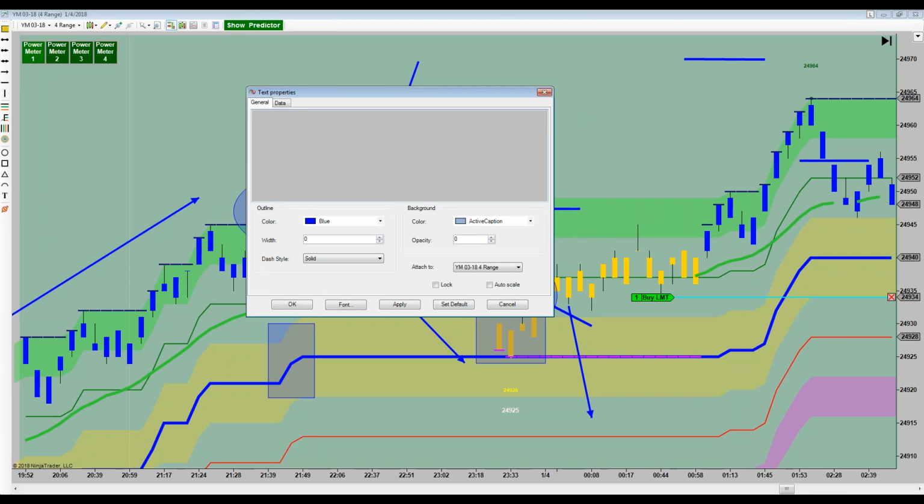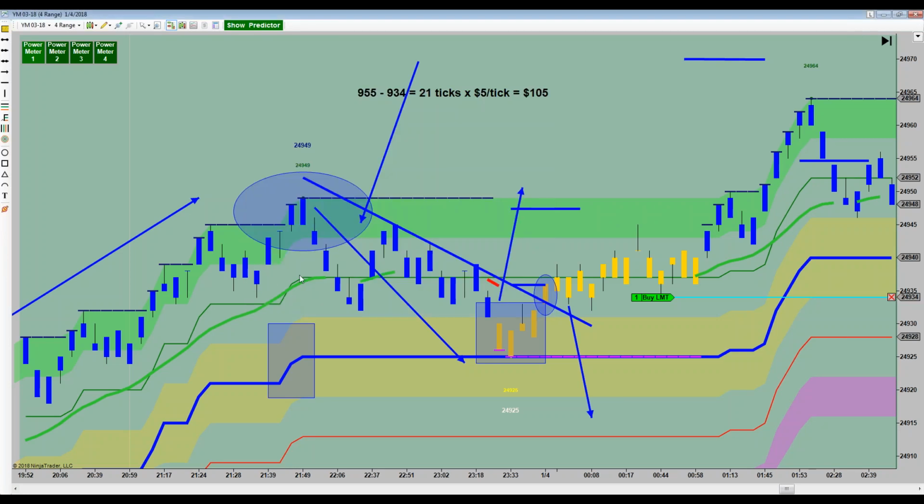Well, let's do some quick math. 955 minus 934 equals 21 ticks, right? 21 ticks. Times 5, YM is $5 per tick, right? Equals $105, less commission. I'm just using this as an example. Where you actually got filled, there might be some slippage. Maybe your stop was tighter, maybe it was looser. I'm just using this as an example to illustrate this trade.